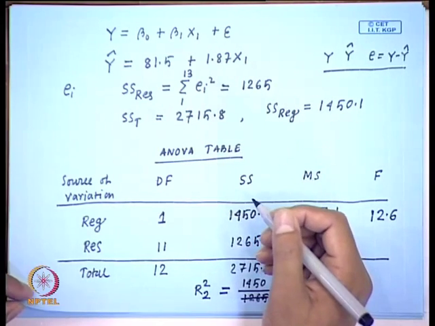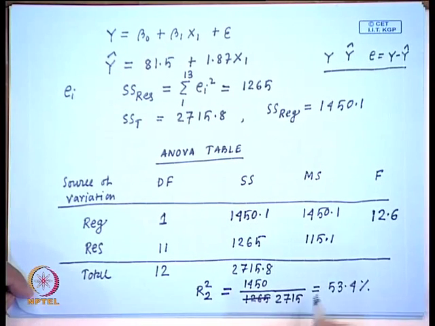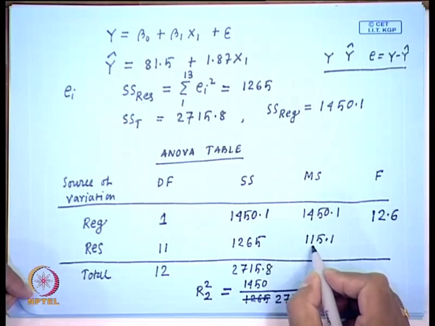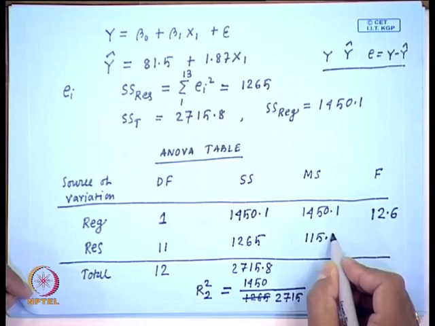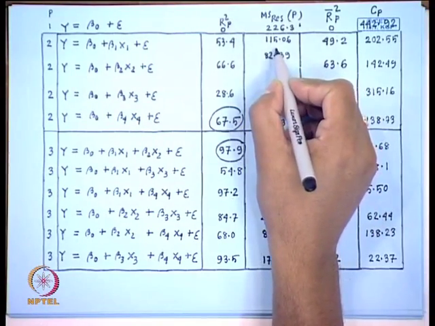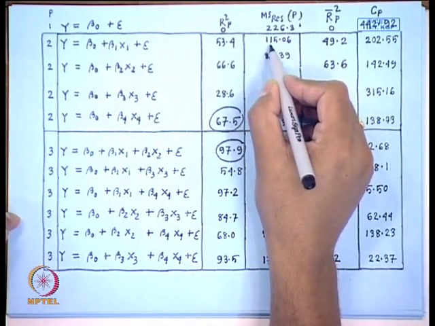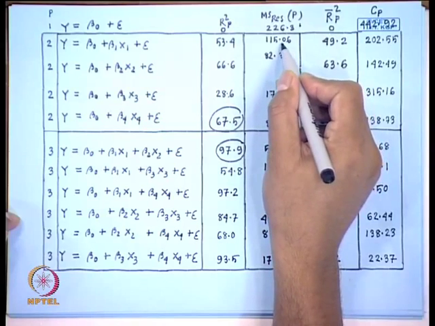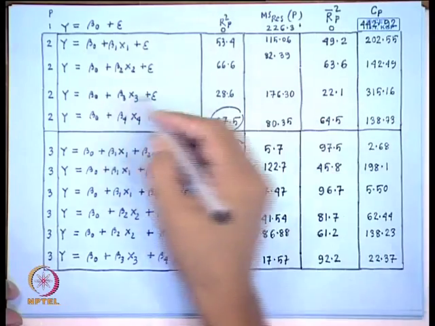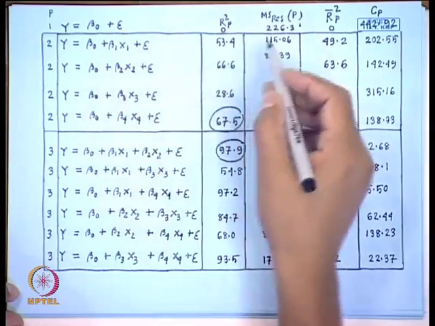Well, now, what is the MS residual here? The MS residual for this model is 115.1, so that is mentioned here. The MS residual for this model is 115.06, more precisely. And similarly, you fit the second model, you get the ANOVA table, you find out the MS residual value.